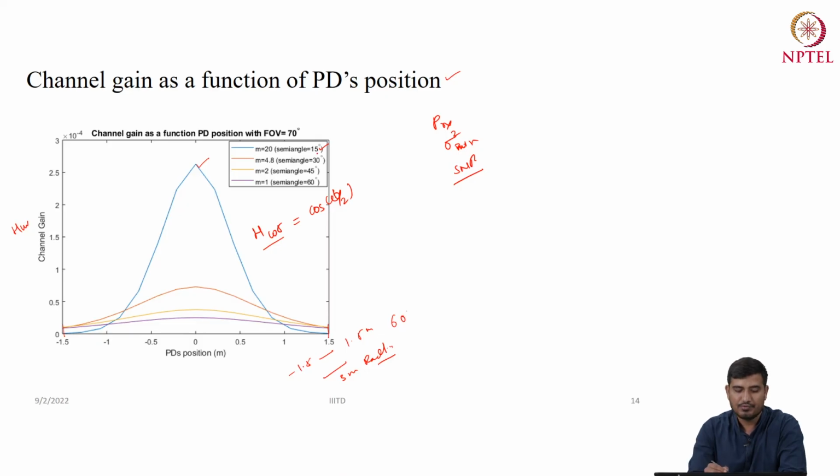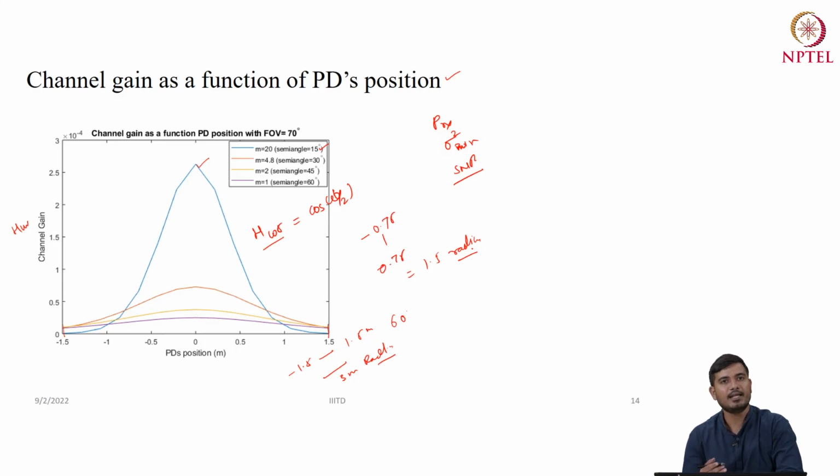But if you see for the 15 degree value, it is only able to cover from minus 0.75 to plus 0.75, or you can say the effective value of 1.5 radius. So you can see there is a trade-off. A wider LED semi-angle value gives you the lower channel gain with the larger coverage, and a smaller LED semi-angle value gives you the lower coverage with the maximized channel gain. So by changing the value of the LED semi-angle, you can plot these.